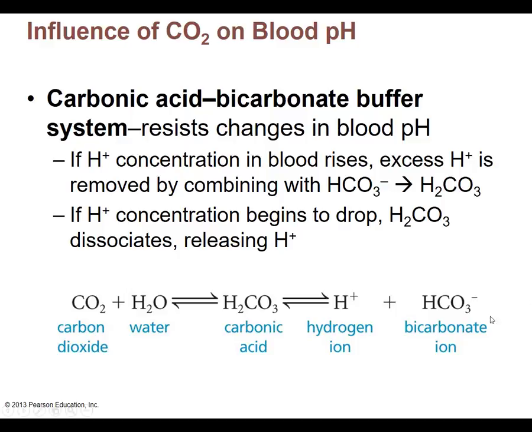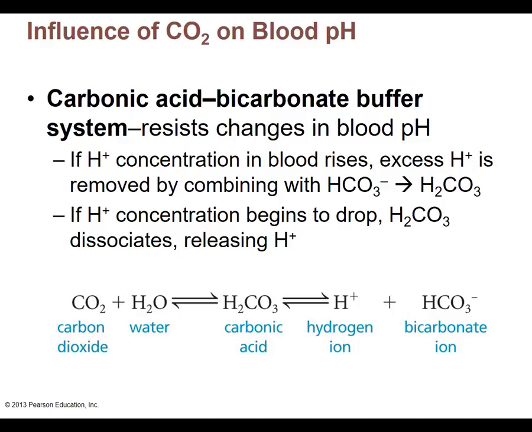So if the hydrogen ion becomes too excessive, we can remove it. We can make this equation go back to the left. We can take some of our bicarbonate ions, pick up some of those hydrogen ions, and turn them into carbonic acid. Now we have fewer hydrogen ions, we have less acidity, meaning we are now becoming more basic.